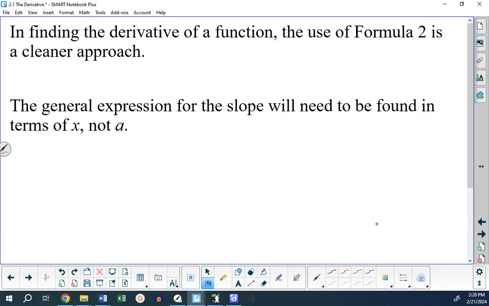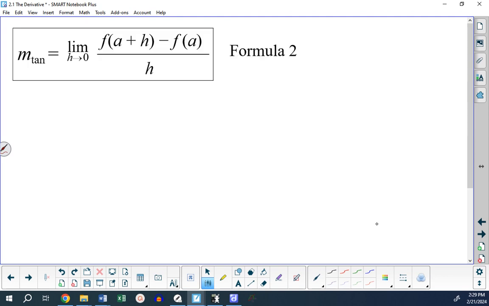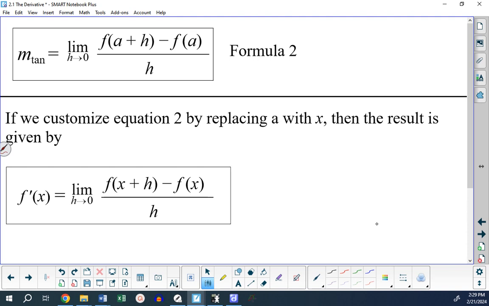So keep this in mind too. The general expression for the slope, the derivative, needs to be found in terms of x and not a. When you take a look at Formula 2, we can change it to be basically the same formula, but we're going to be talking about x and not a. If I take this formula and change a to x, it's the same formula, isn't it? I mean, why on earth, if we want a general expression for a slope, would we say the general expression for the slope at a? Why wouldn't we just say at x? So if you take Formula 2 and change a to x, this is what you get. It's something you can work with.